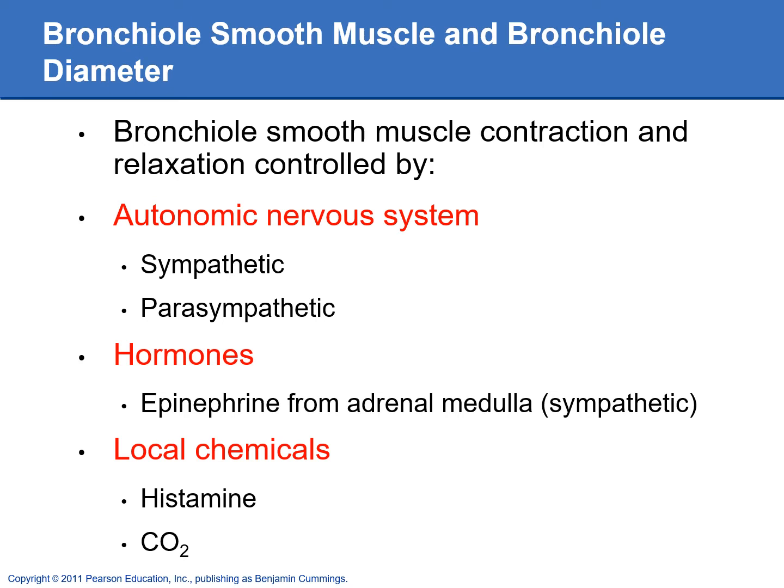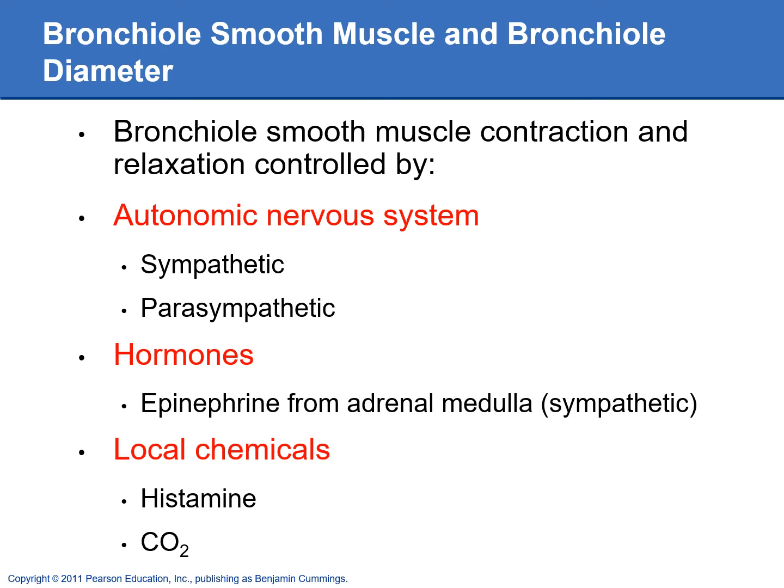So the smooth muscle around the bronchiole, the contraction and relaxation is controlled by three things. The autonomic nervous system, remember that sympathetic stimulation will cause the bronchioles to dilate, and then parasympathetic stimulation causes bronchoconstriction. And then hormones, epinephrine from the adrenal medulla, which releases that with sympathetic stimulation, will cause bronchodilation.